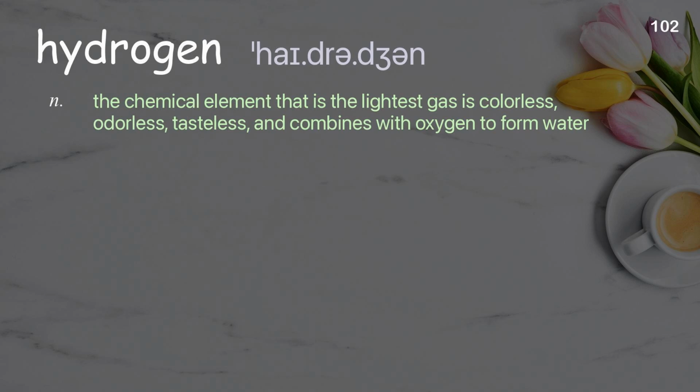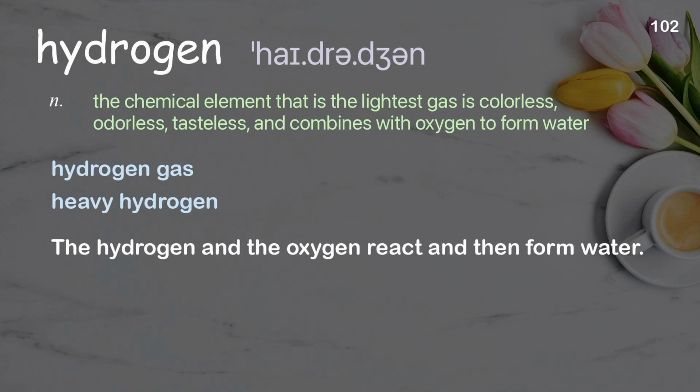Hydrogen. The chemical element that is the lightest gas, is colorless, odorless, tasteless, and combines with oxygen to form water. Examples: hydrogen gas, heavy hydrogen. The hydrogen and the oxygen react and then form water.